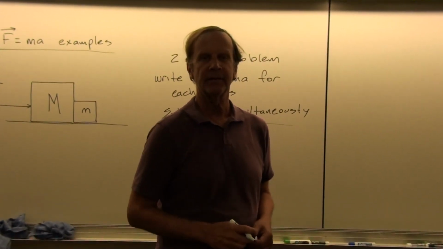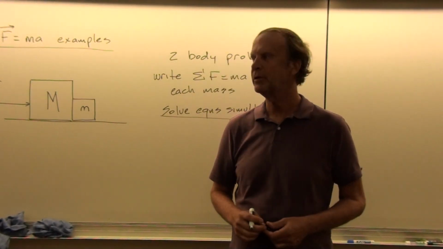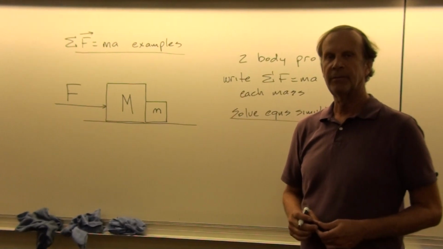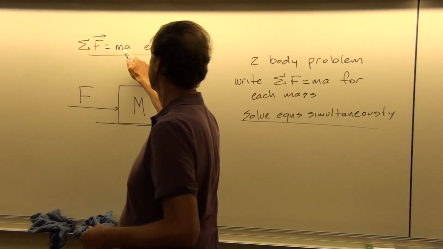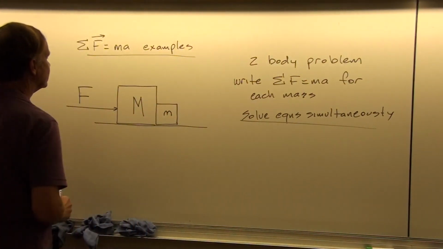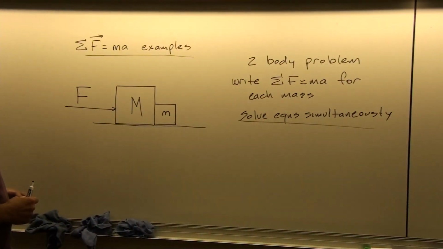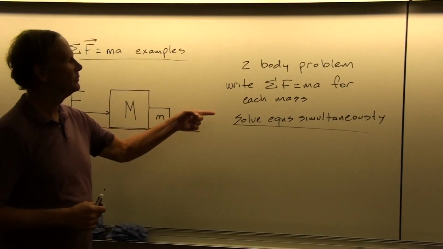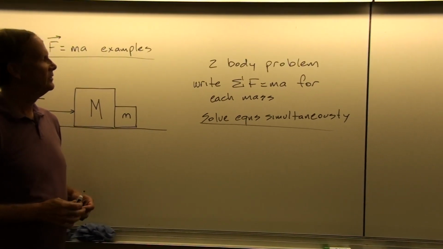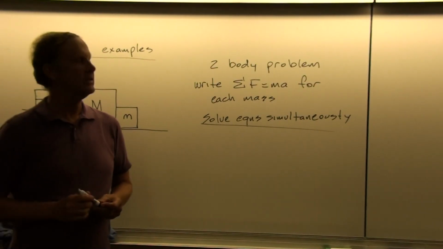All right, next I'd like to take a look at some more examples of F equals ma. That's our Newton's second law. Sum of vector forces equals mass times acceleration. And so there are many applications to this, and I just want to dig into them so that we can see how to handle each problem type.